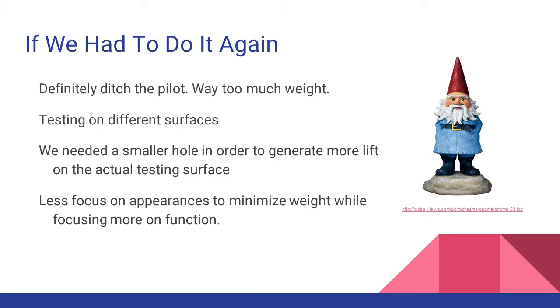If we had to design another hovercraft, firstly, we would not add the gnome to the front of the hovercraft. It added too much weight to the front, which greatly slowed it down when it was time to maneuver through the track. In addition, when testing the prototype on tile floor, the hovercraft was easily able to navigate the course. When the hovercraft was put on the testing surface, it was hesitant to move as freely as we had previously observed on the tile floor.